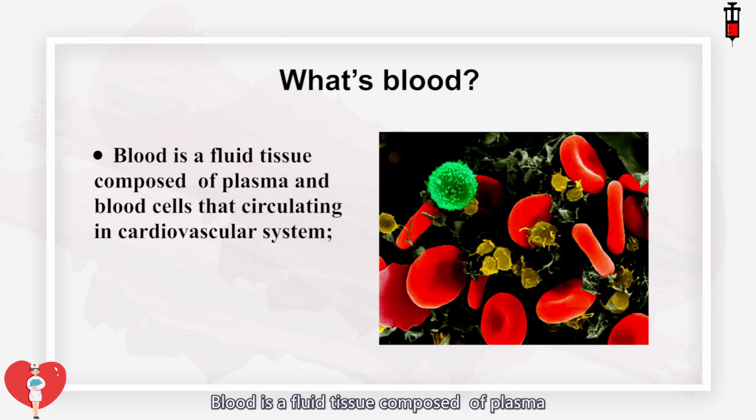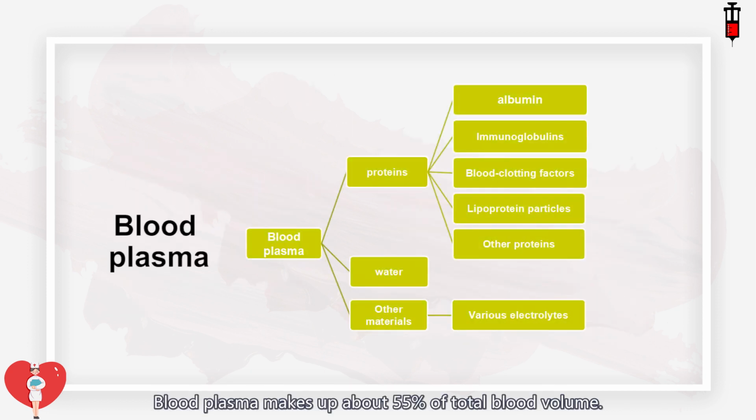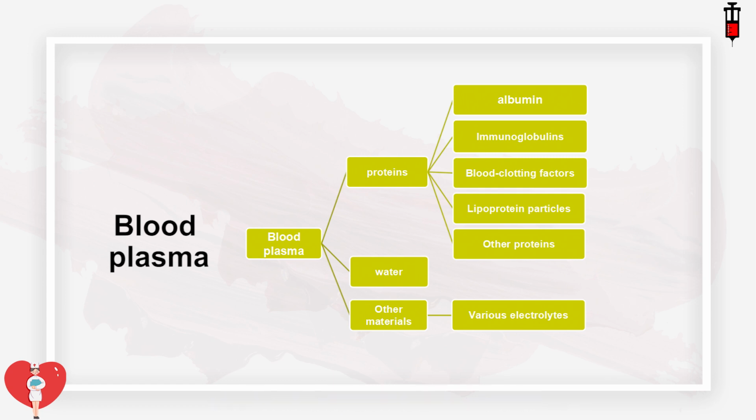Blood is a fluid tissue composed of plasma and blood cells that circulate in the cardiovascular system. It accounts for 7 to 8% of body weight. Blood plasma makes up about 55% of total blood volume. Plasma itself is around 90% water, with 10% remainder including proteins, minerals, waste products, clotting factors, hormones, and immunoglobulins.